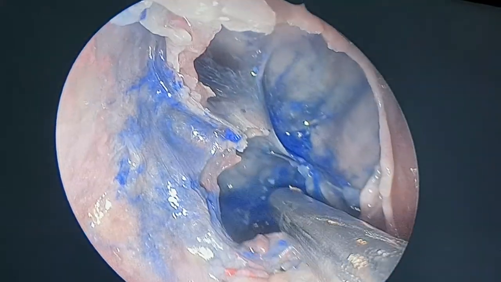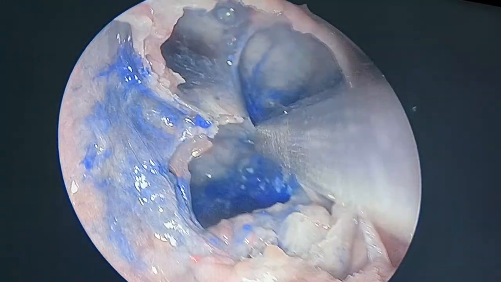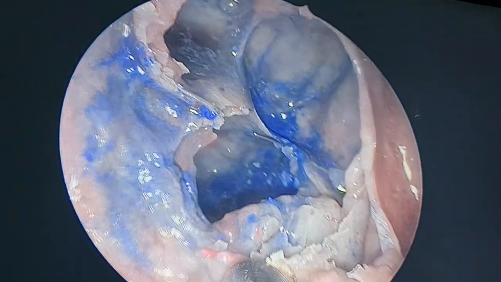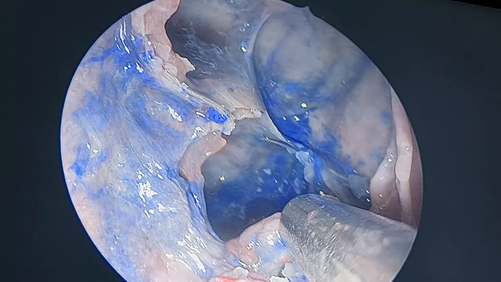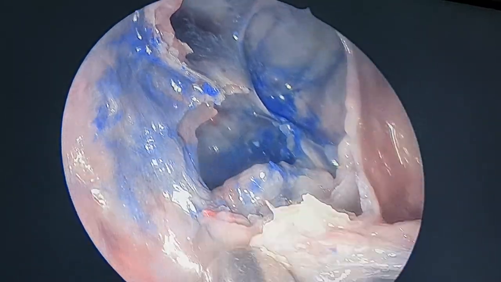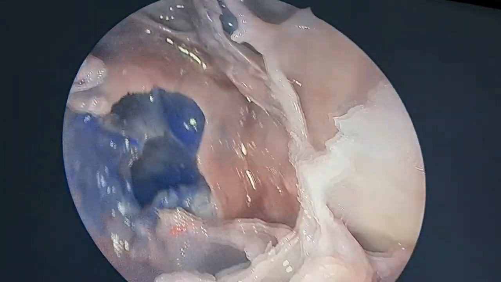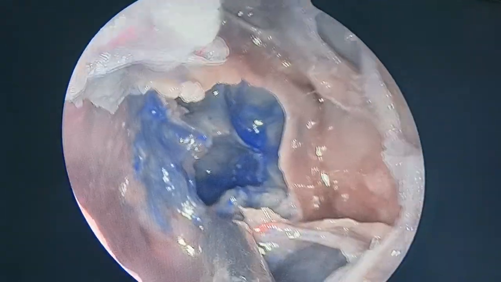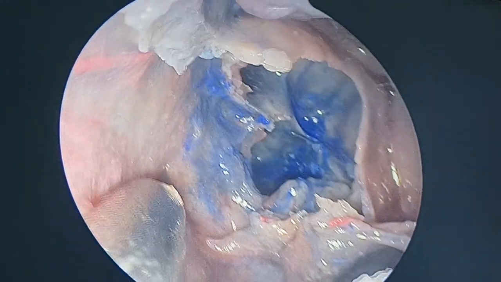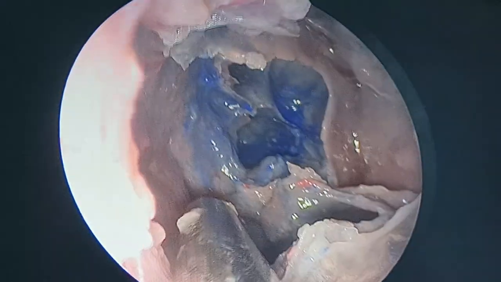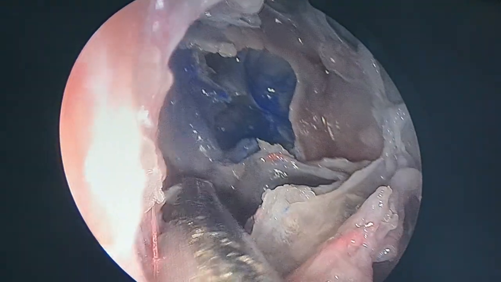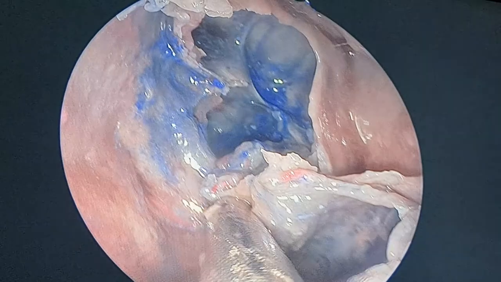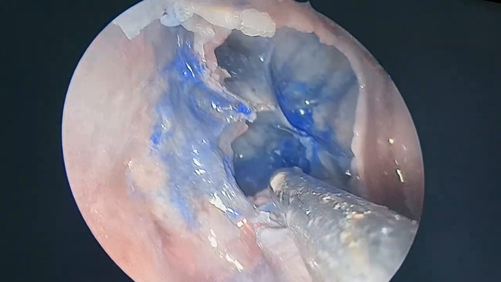Now widening this sphenoid ostium, you have to be very careful not to widen it too inferiorly. Suppose you happen to enlarge it too inferiorly, the nasoseptal branch coming from the sphenopalatine artery, running on the anterior face of the sphenoid, which is the principal vessel for the nasoseptal flap, is going to be damaged if you enlarge it inferiorly.